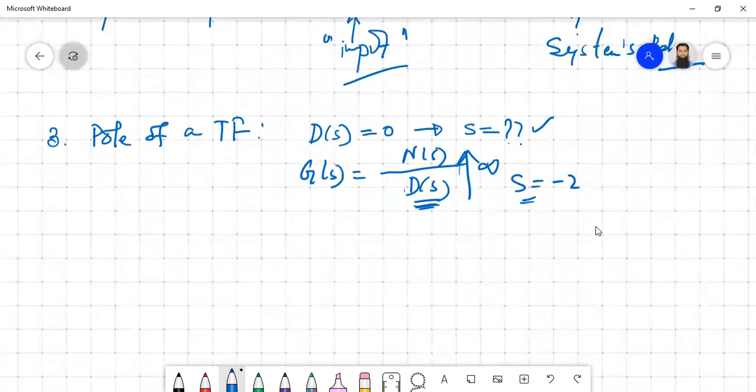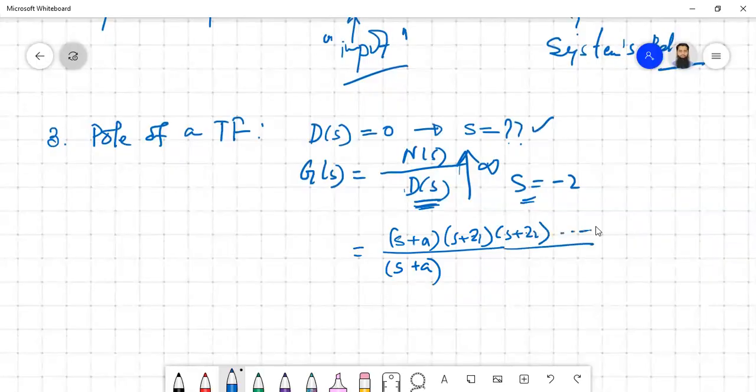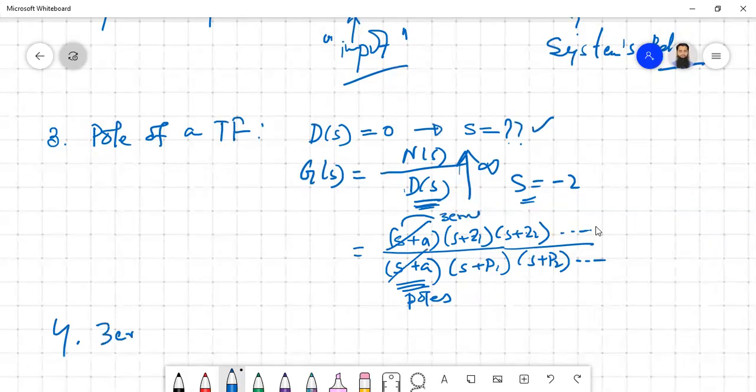Sometimes it may happen that a common factor is also there. Say we have a pole and a zero at the same location, s equal to a. The rest of the factors may be distinct, like s plus z1, s plus z2 and so on, similarly s plus p1, s plus p2 and so on. Now this common factor, even though they cancel each other, we also call a pole by definition. Similarly, this one is also called a zero of the system. So the next definition that automatically comes is the zero of a transfer function. What is the definition?